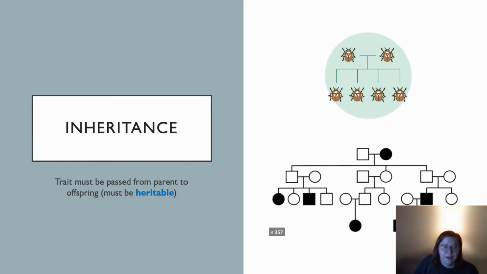Second up is inheritance. So the trait has to be passed from parent to offspring, or it must be heritable. So for example, our brown beetle trait can get passed to the offspring, or here's a pedigree showing a trait that is colored black being passed down. So the trait that you are selecting for has to be heritable or passed from parents to offspring.